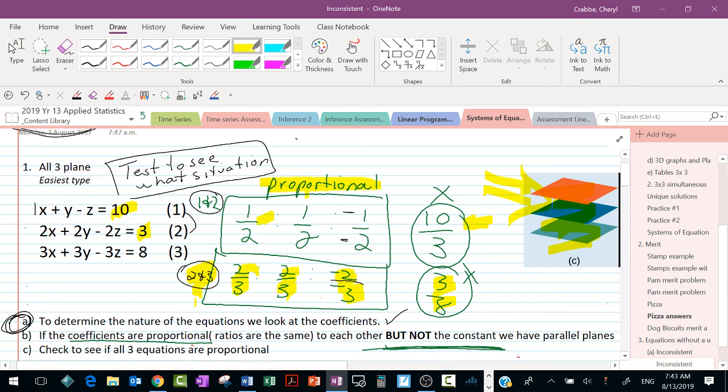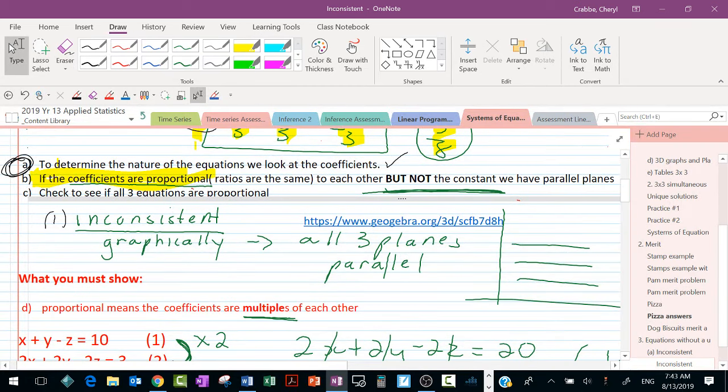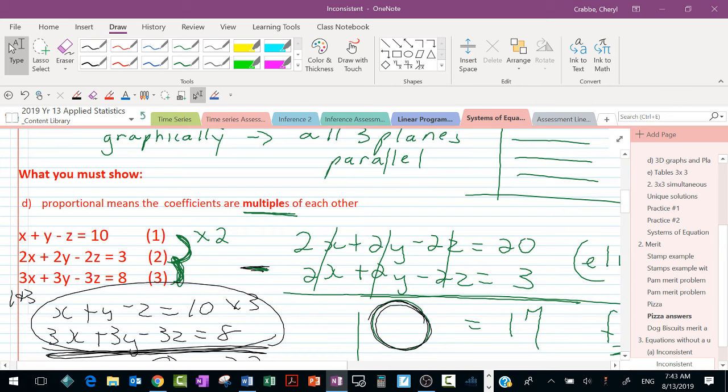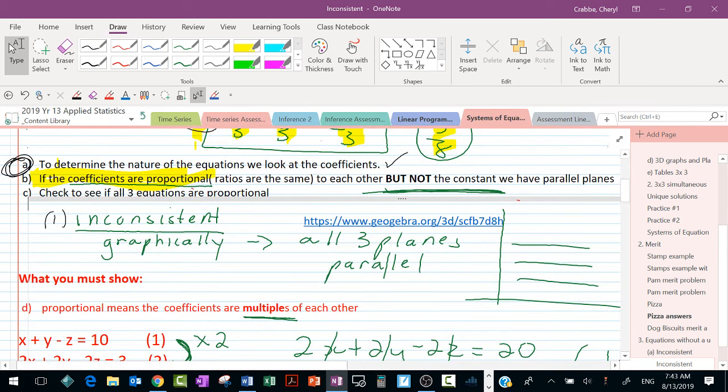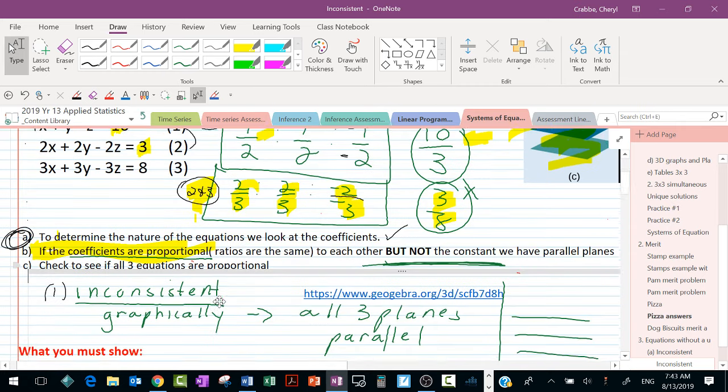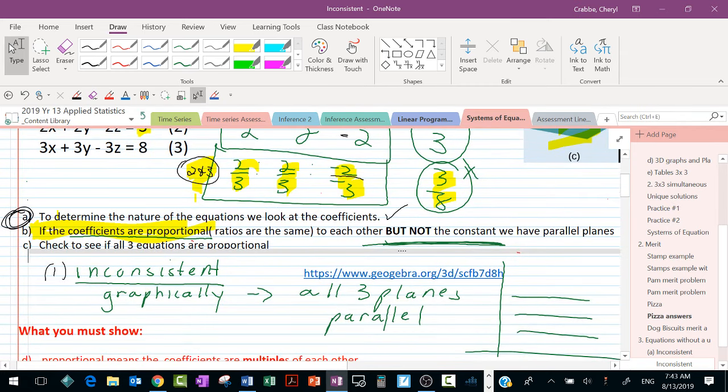So this is what we know is going on once we test and do this whole coefficient thing. Then we know what situation we have. We also then have to do some algebra. For merit, it's probably sufficient to say at this point that you have an inconsistent situation. And graphically, this means that all three planes are parallel, so there's no solution.